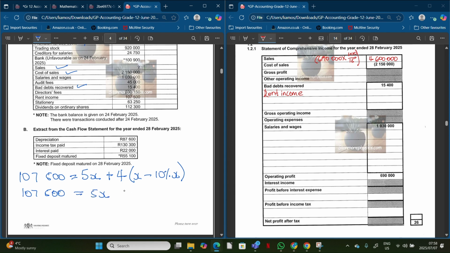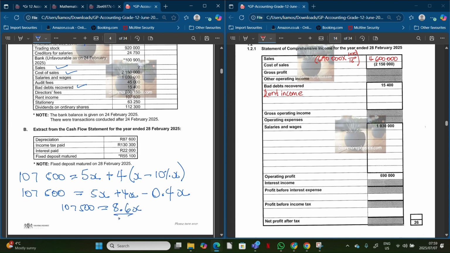So this is where we do our maths actually. So I'm just gonna be quick with it. So 4x, then this one would be minus 40% x. But now we definitely do know that that 40% we can write it as what? We can write it as 0.4. Then after that, we're gonna have 107,500, which is equals to 5x plus 4x minus 0.4. That's gonna be 9 minus 0.4, and that's 8.6x.